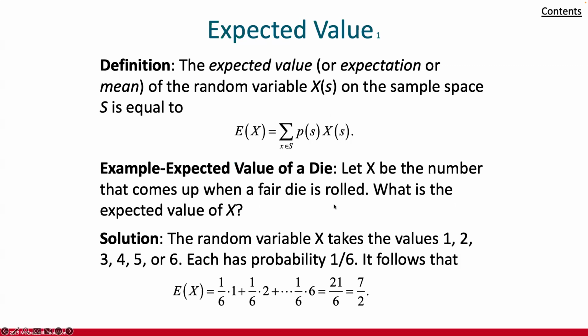So if we have a fair die, we can see this. Let X be the number of the outcome when a fair die is rolled. What is the expected value of X? The random variable X takes values from 1 all the way up to 6. Each has a probability of 1/6, so it comes up with this. So we have this value, and we get a total of 21 over 6. Divide that down, and we get a total of 7 divided by 2.